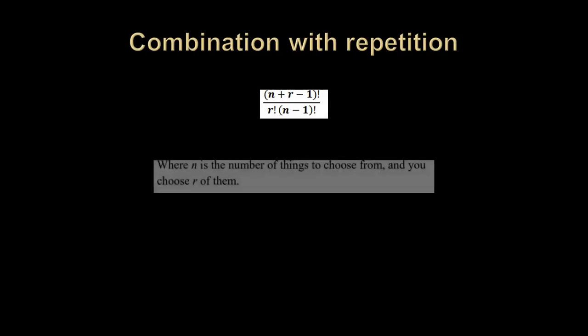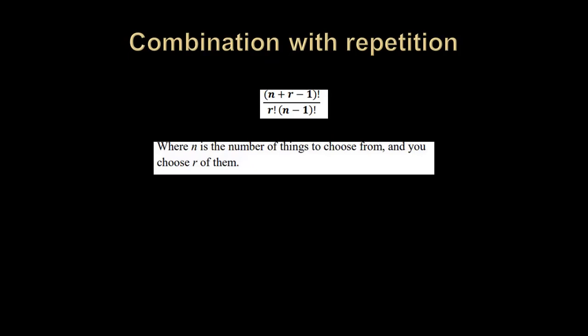Let's proceed with the first type of combination. We have combination with repetition. The formula is the quantity n plus r minus 1 factorial all over r factorial multiplied with the quantity n minus 1 factorial, where n is the number of things to choose from and you choose r of them.